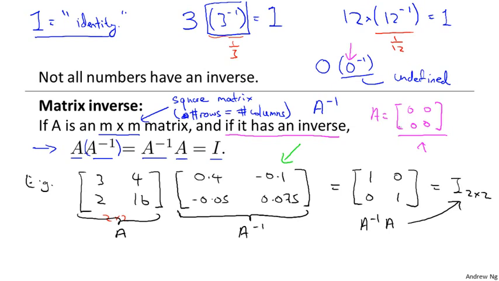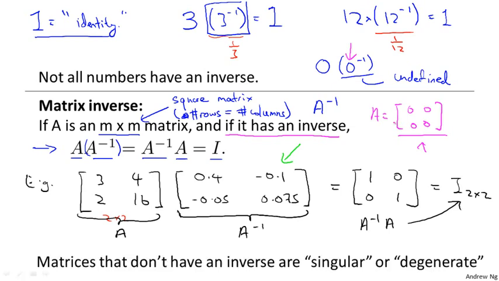And just to wrap up the terminology, matrices that don't have an inverse are sometimes called singular matrices or degenerate matrices. And so, this matrix over here is an example. The 0, 0, 0 matrix is an example of a matrix that's singular or degenerate.